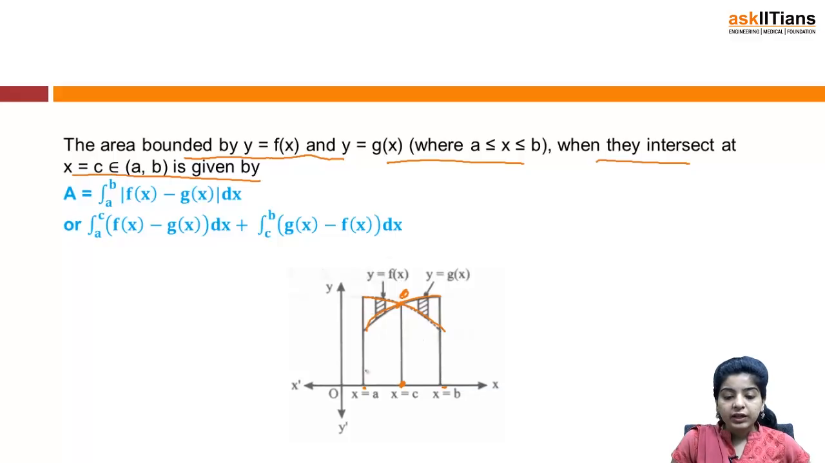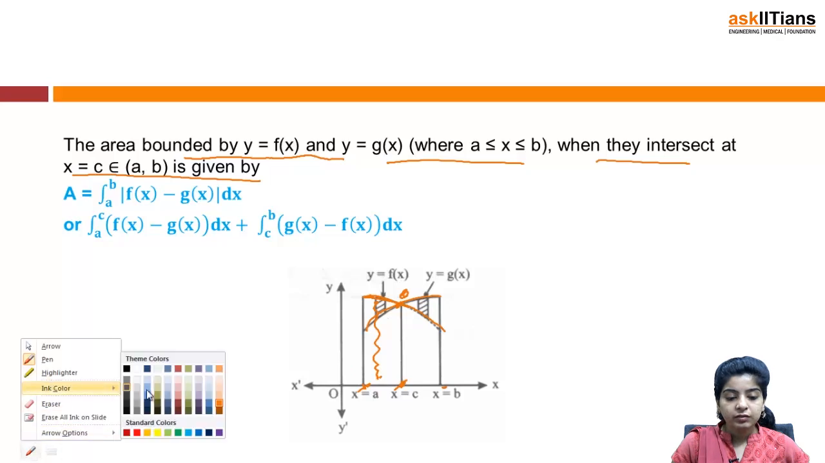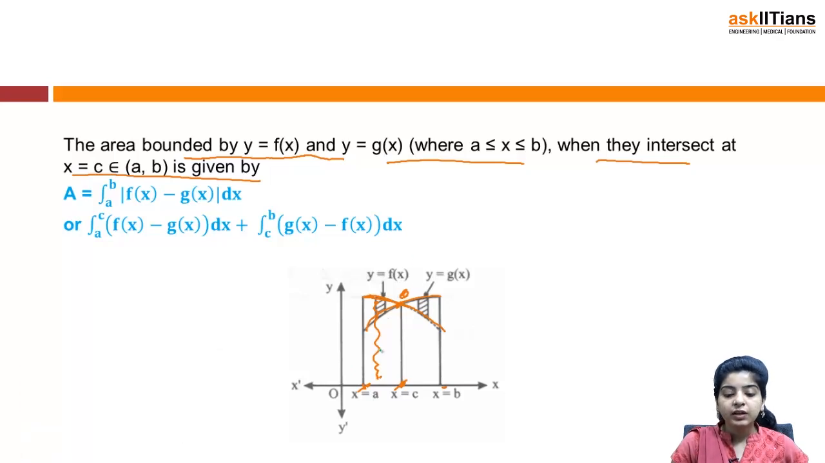Now this area would be integral A to B of mod of f(x) minus g(x) dx, or you can split it up into two parts. Again we can write it down like A to C f(x), this would be this entire area. I'll denote it by a different color so that it's clear. Now A to C f(x) would be this area, now minus A to C g(x) would be this area. So ultimately you'll be left with this area, and that is what we require.